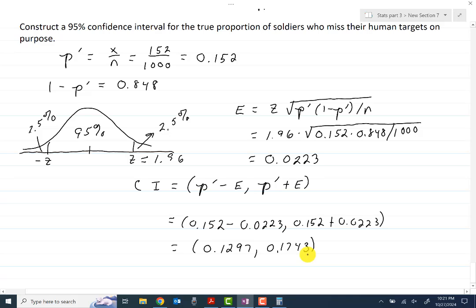So based on this estimate, the proportion of people that actually purposefully try to miss their targets is a little less than 13% to a little less than 17.5%. You should know that the military is fully aware of statistics like this, and they adjust their strategies and attack positions and everything else with these statistics in mind.